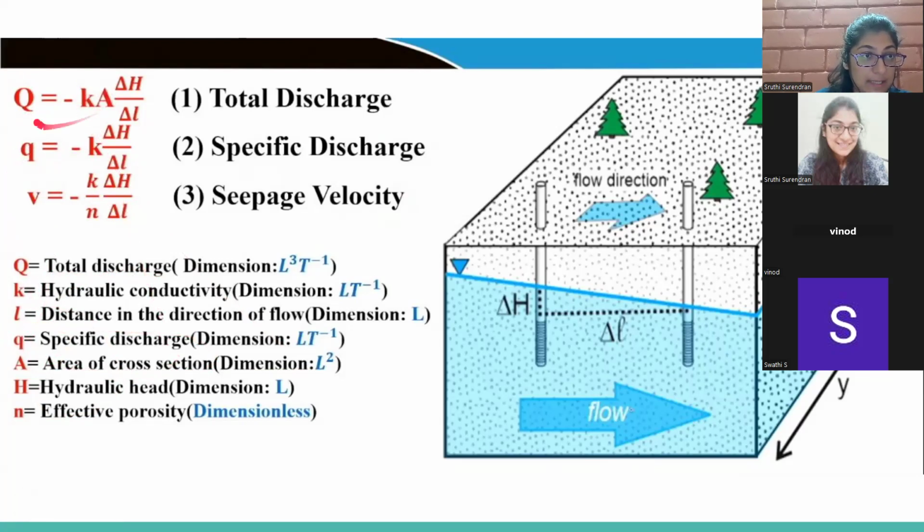So when A is taken down here into the LHS, this whole term Q by A becomes small q, and that is called the specific discharge. So total discharge is one term, specific discharge is another term. Seepage velocity, if you see, we know that discharge velocity is given by V is equal to K into I. But when the effective porosity is also taken into consideration, then that term is called the seepage velocity, and it is different from the discharge velocity with respect to the fact that porosity is also considered.